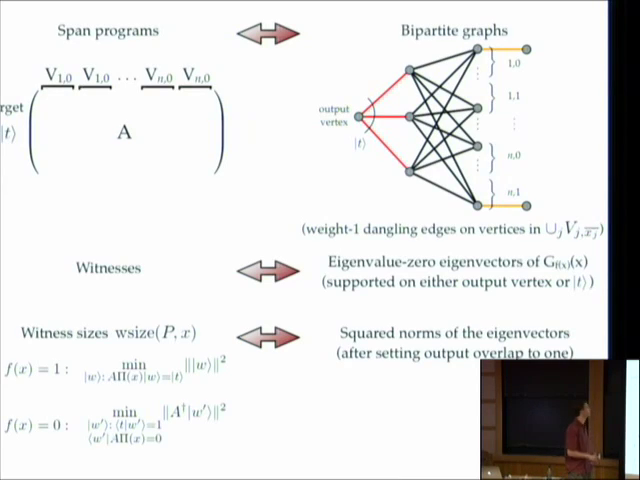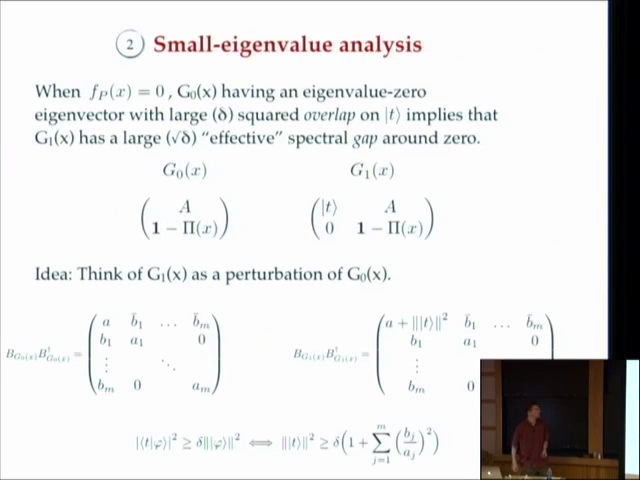Here's the correspondence. We take the matrix A, we put it down into this bipartite graph. Witnesses correspond to eigenvectors, and witness size corresponds to the norms after normalization. Okay, so we understand the eigenvalue 0 analysis. That's not going to give us a quantum algorithm yet.